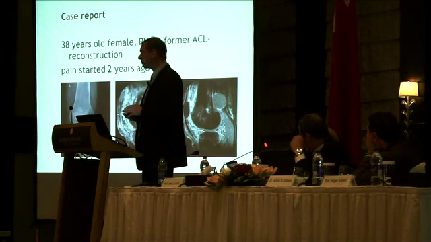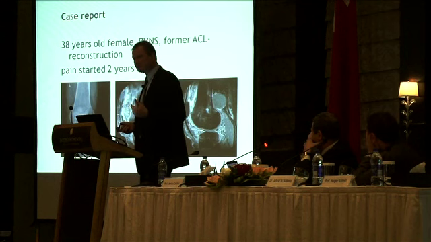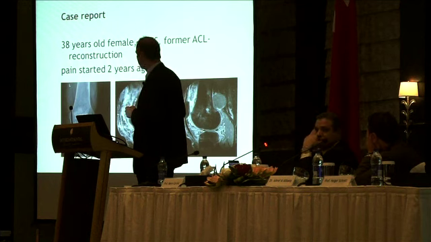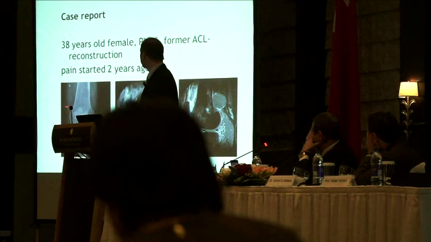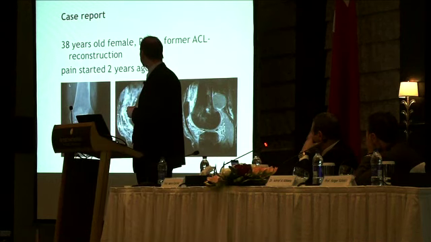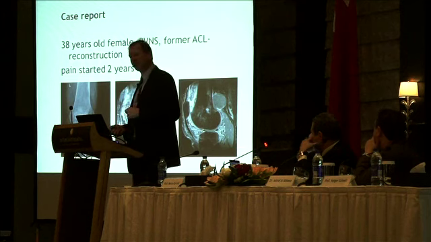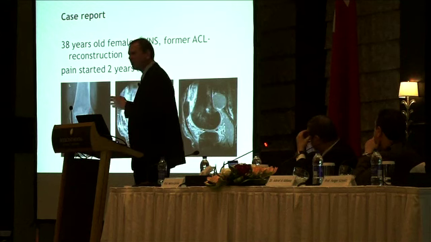I want to show you some case reports. This is a 30-year-old female patient with a pigmented villonodular synovitis. She had a former ACL reconstruction that you can see here, and the pain started 2 years ago. This is the X-ray, and you see that it has the signs of osteoarthritis. There's a very narrow joint space. You see the osteophytes here. This is the interference screw from the ACL reconstruction. And you can see even here, the bone is not normal.